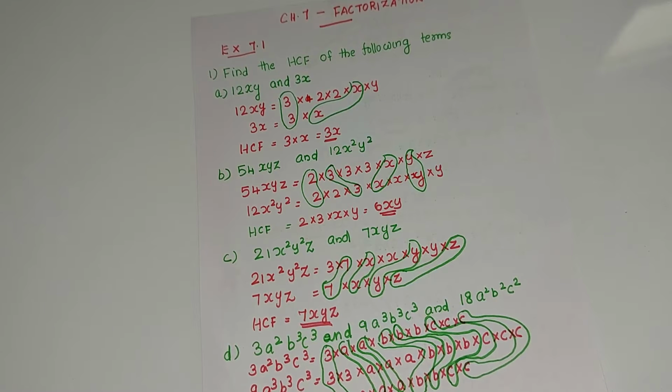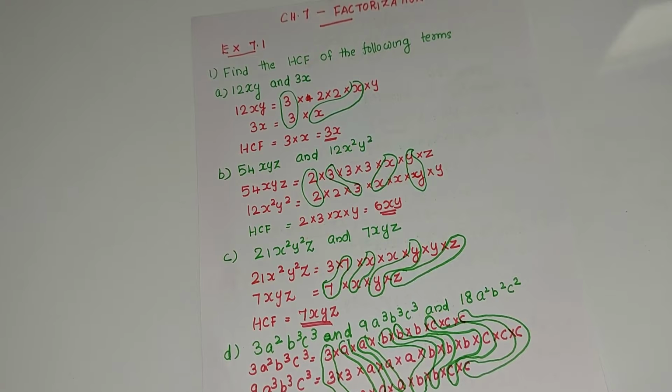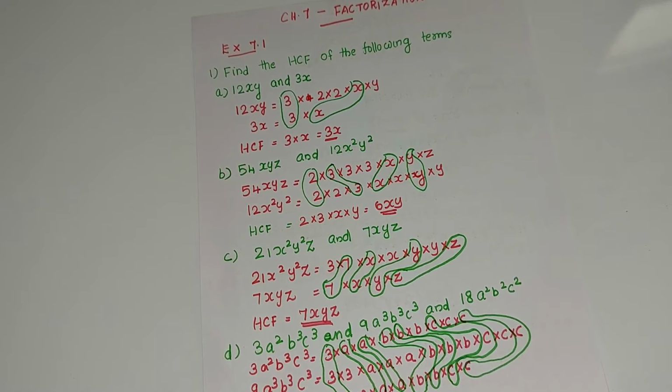So this exercise 7.1, our question is find the HCF of the following terms. Actually this is a very easy exercise. To get the HCF, here there are two terms, 12xy and 3x. You write each term as the product of its factors.